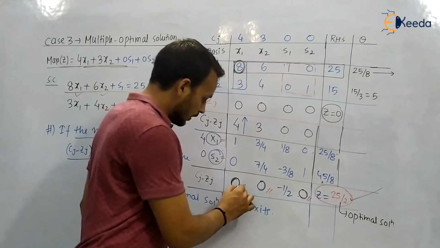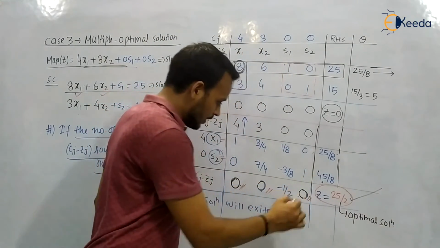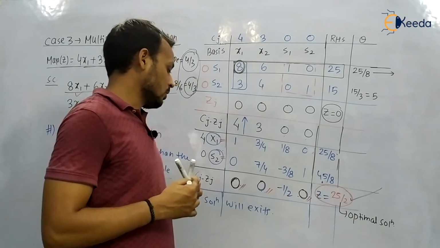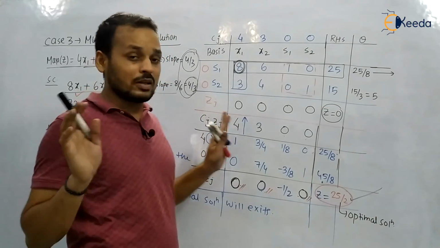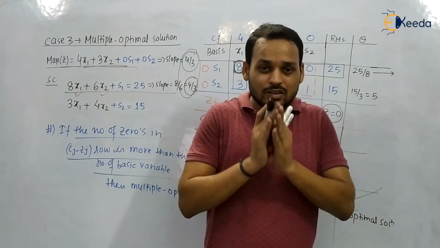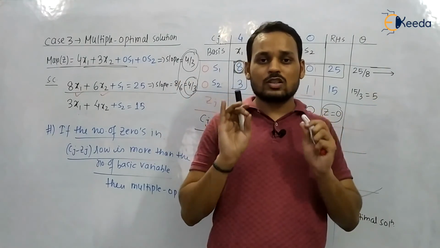Okay, so just look at the number of zeros. The number of zeros are greater than the number of basic variables. It means multiple optimal solution will exist. Okay, so you can solve these methods on your own and practice, because simplex method is a little bit lengthy. Okay, so you have to just practice it.